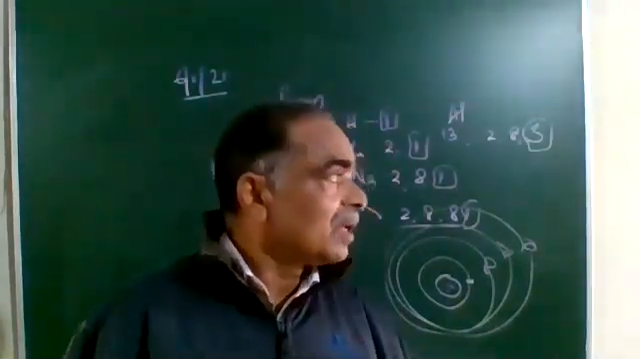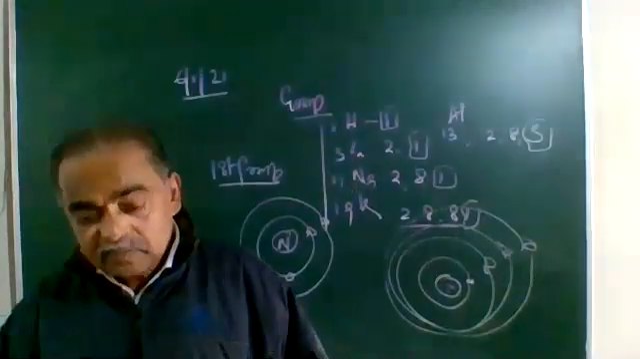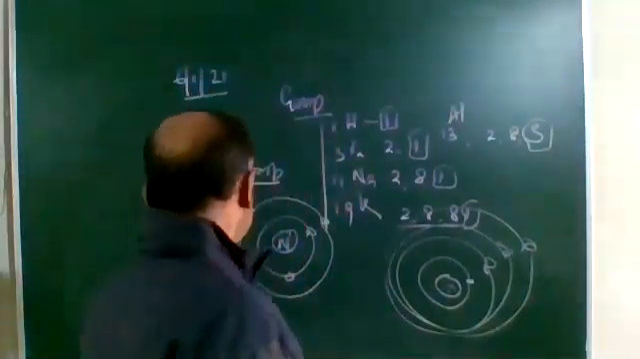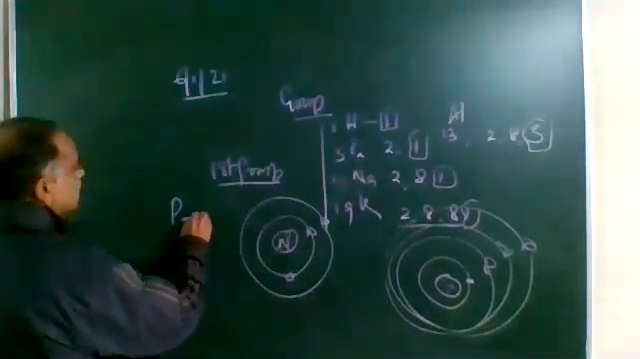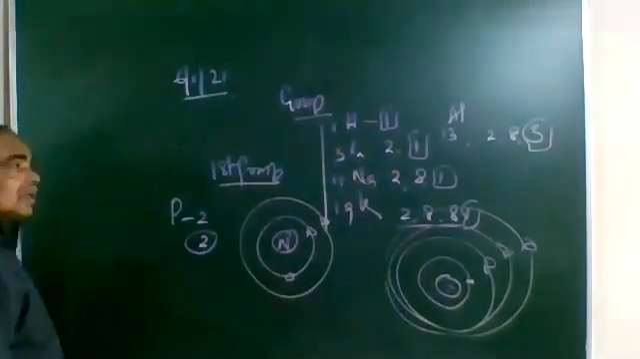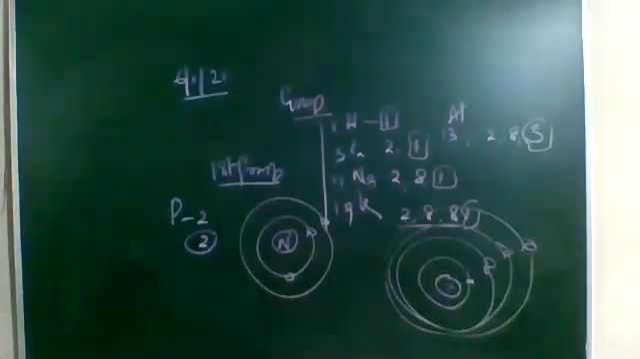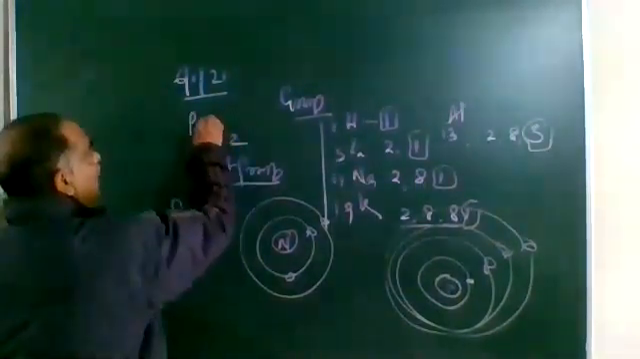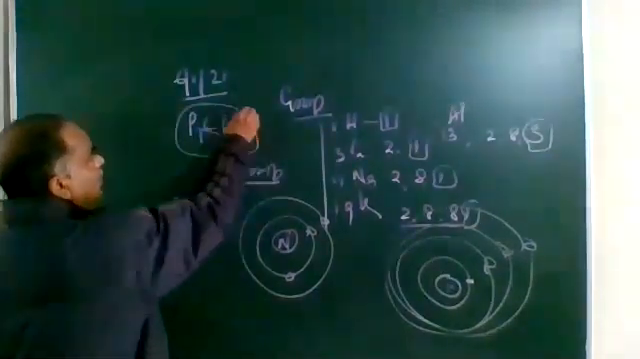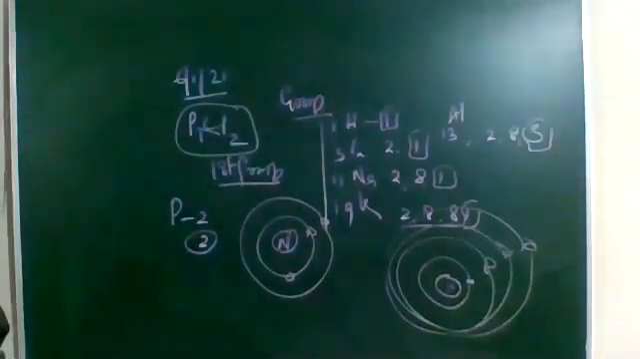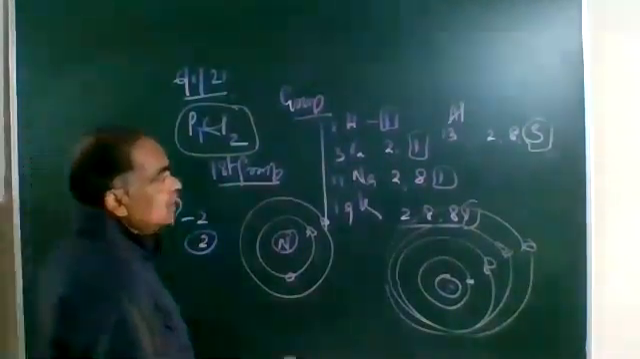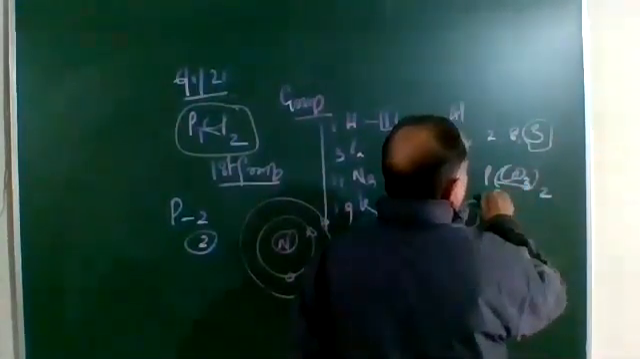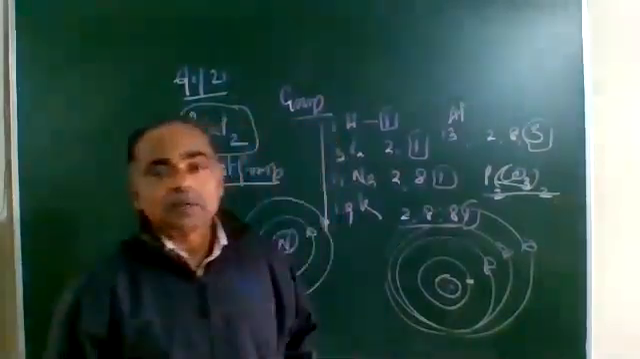Now one question: an element P is present in the second group. What would be the formula of its chloride? P is in the second group, which means its valence electron count is 2, so its valency is 2. P's valency is 2 and chlorine's valency is 1, so the formula of the compound is PCl2. And what would be the formula of its carbonate? P's valency is 2 and carbonate, CO3, has valency 2, so the formula of the compound becomes PCO3.